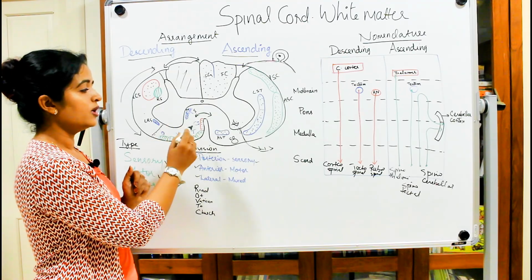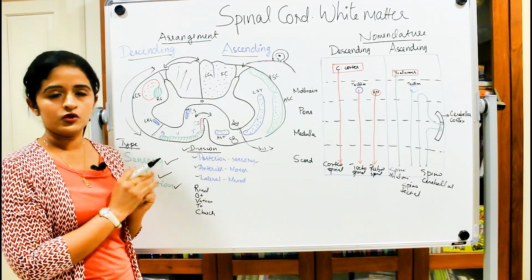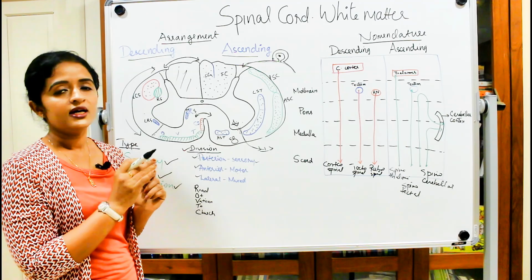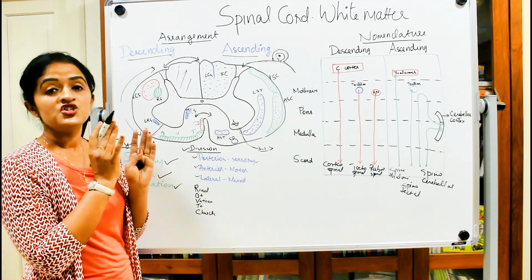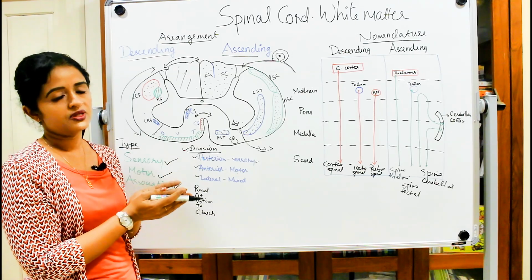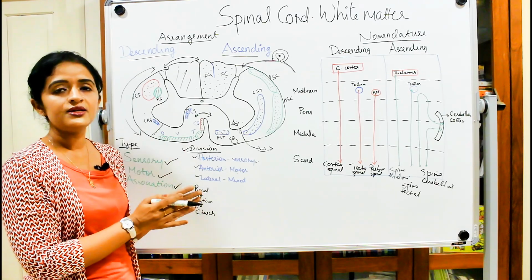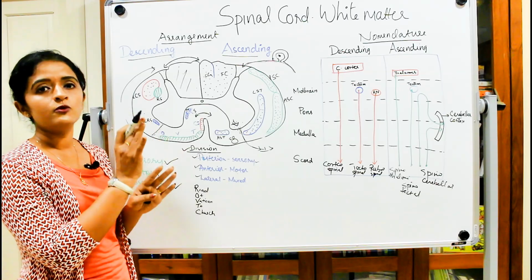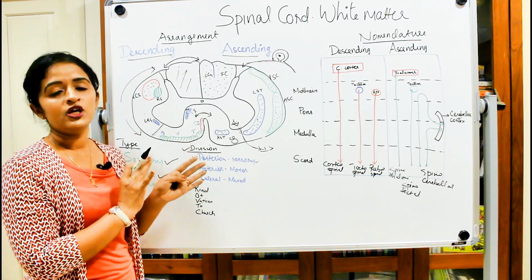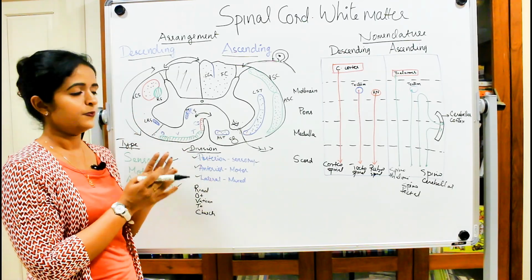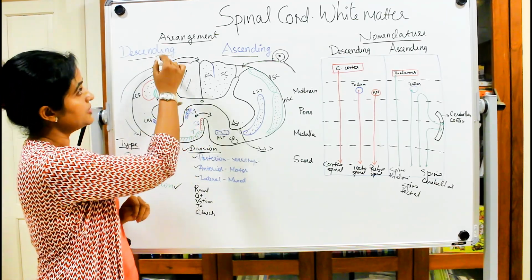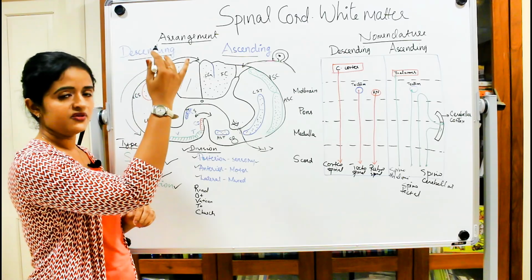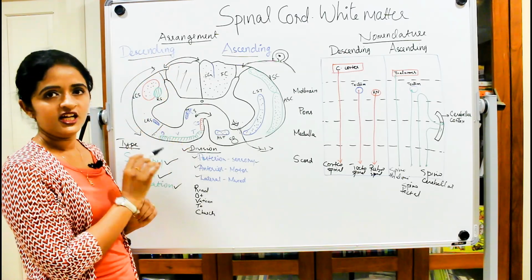So anterior column is mainly made up of motor fibers. That doesn't mean that it is not having any sensory fibers. It is having sensory fibers but chiefly made up of motor fibers. Posterior column mainly sensory, and lateral you have more or less equal volume of motor as well as sensory. So first we will see the anterior column. We will see the descending set of fibers. Descending means coming from above and they are mainly motor.